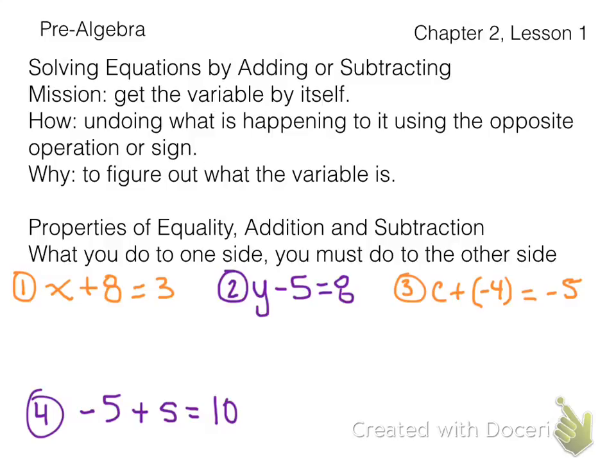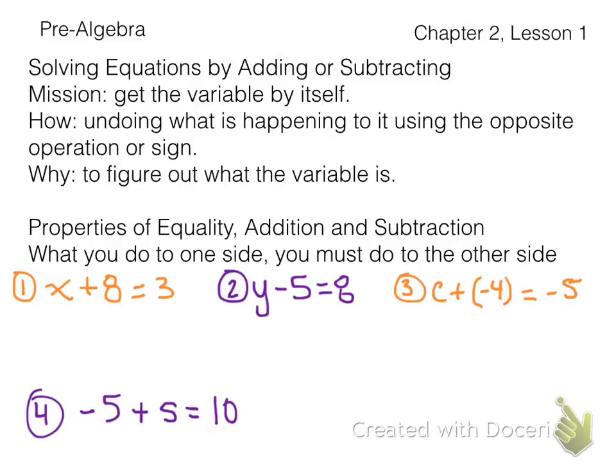So let's go ahead and do this. Now, a lot of these you're probably just going to be able to look at and say, Miss DH, the answer's obvious. But for those people where the answer is not obvious, this is how you go about solving the problem. What is happening to x in x plus 8 equals 3? Well, x is being added with 8. So if I'm going to get x by itself, I need to undo it, okay? I need to get rid of the 8.